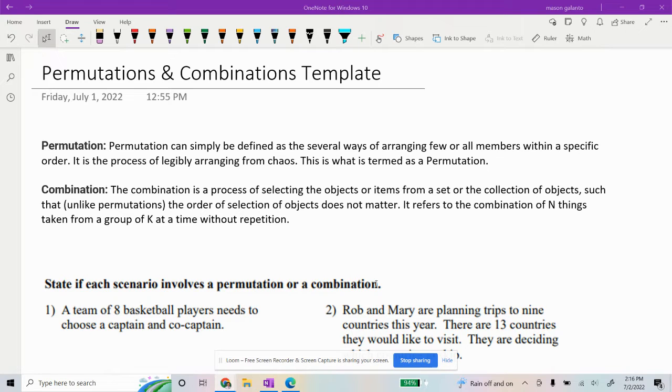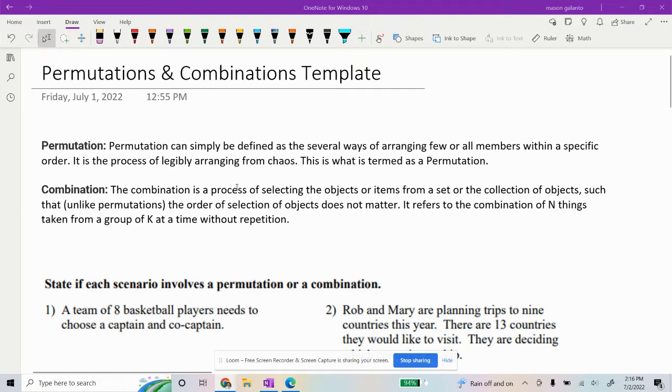Hello, today we are going to cover permutations and combinations. This particular topic has been appearing more and more frequently in the 2022 school year, and so we want to go over these concepts. So let's go through the definitions.